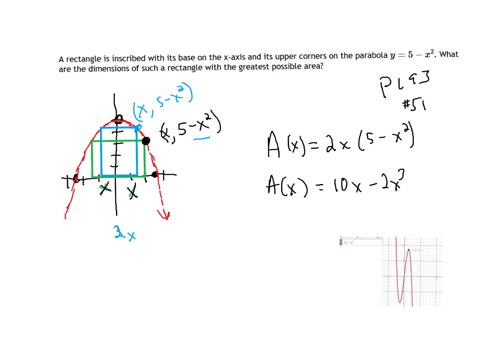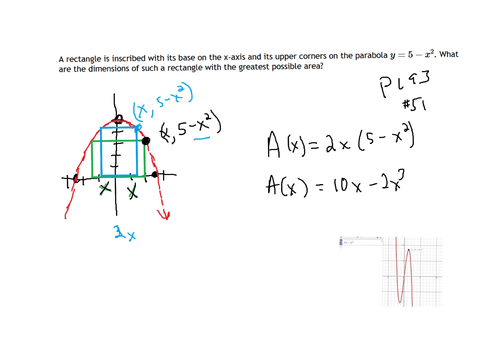Hi, this is problem number 12 from section 3.3. The video tells you how to do this with calculus. Being a pre-calculus course, calculus techniques shouldn't be used, okay? Let me give you a tool so you don't need to use calculus.